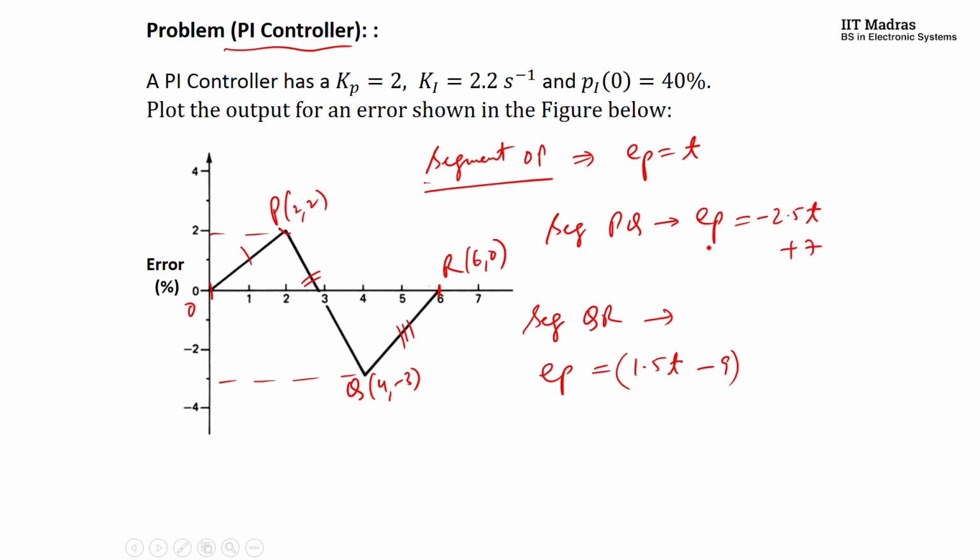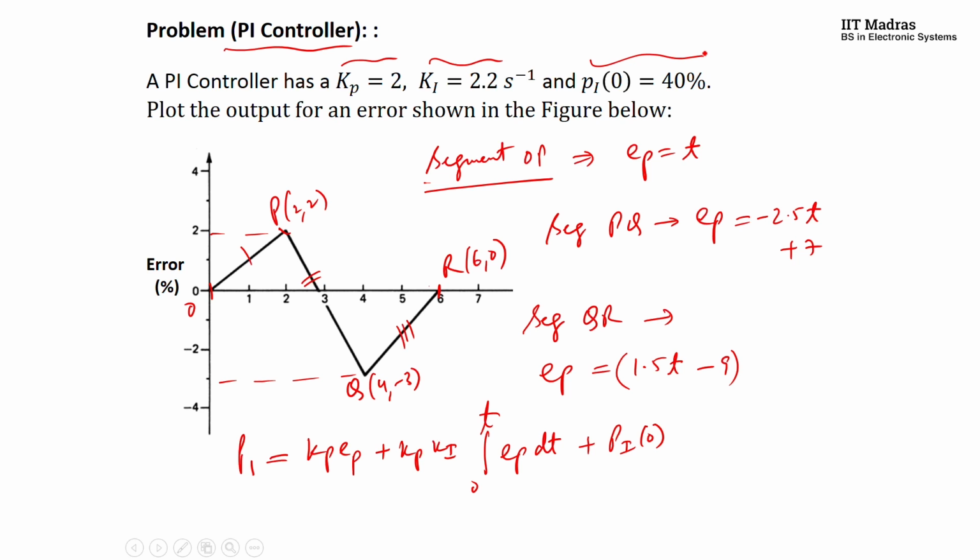Now, what is the controller output? First, I will represent it for the first segment OP. I would represent the control output as P1, which is Kp into EP plus Kp Ki integral 0 to T EP dt, plus Pi of 0. So if you get back to the example here, Kp is given to be 2, Ki is 2.2, and Pi of 0 is 40%. So for the first segment, I can take this directly as 40%. That means this is the last value of the control output.